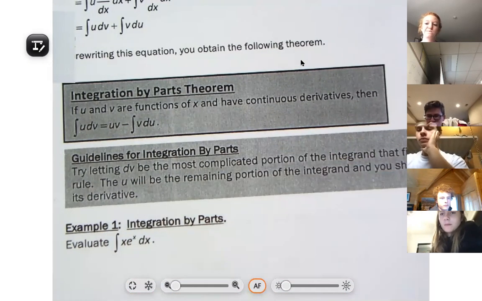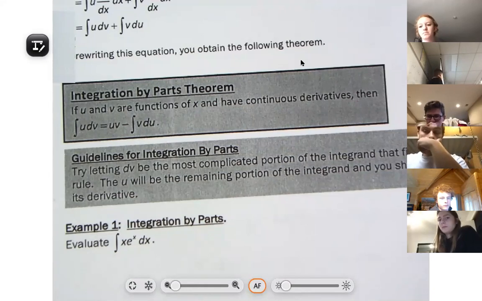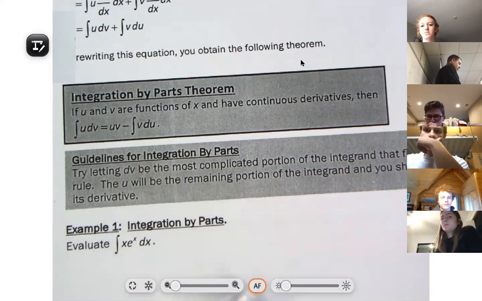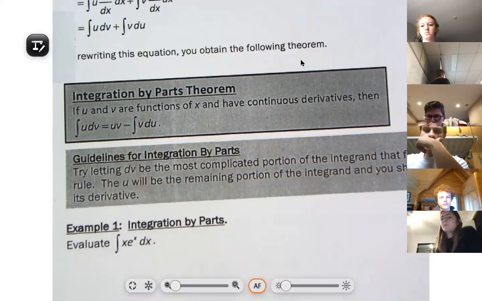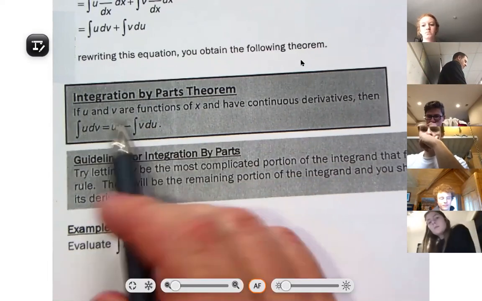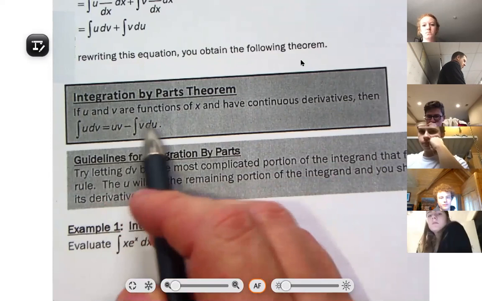My first year teaching this class, they came up with a mnemonic device to help remember this formula. They called it ultraviolet voodoo. That's how they remembered the formula. All you need to really remember is the minus sign. You're subtracting. So I thought that was a pretty nifty mnemonic device, ultraviolet voodoo. So u times v minus the integral of v du.